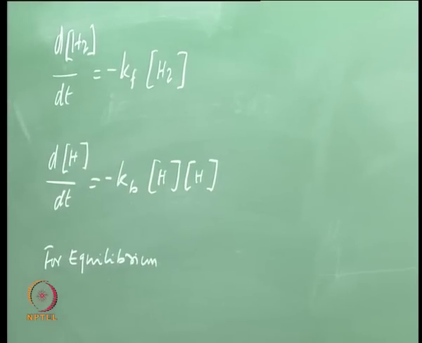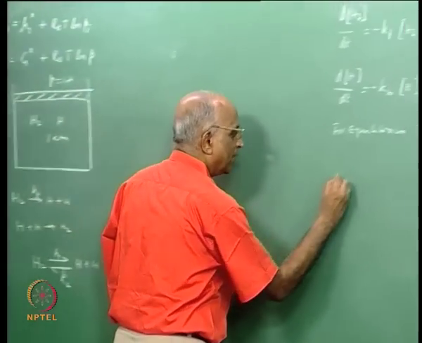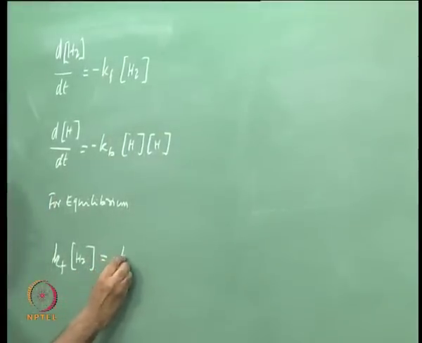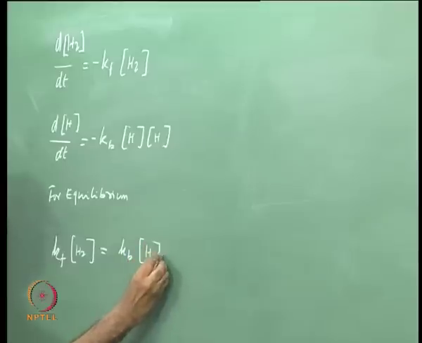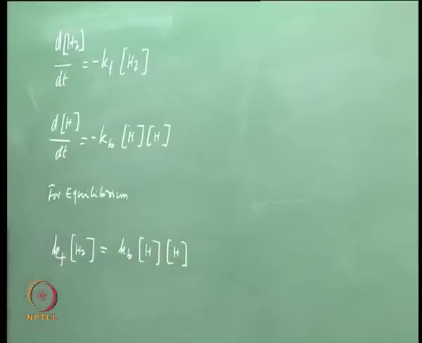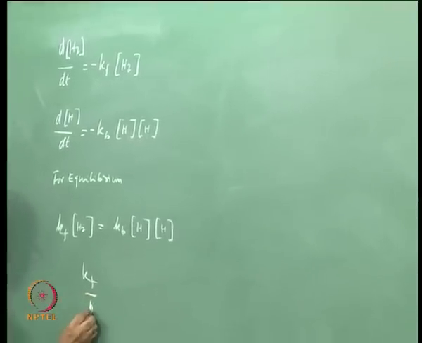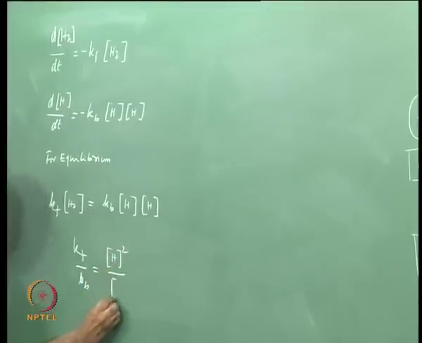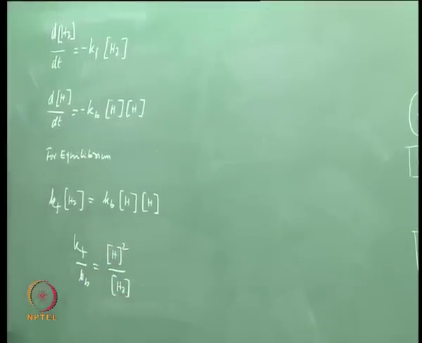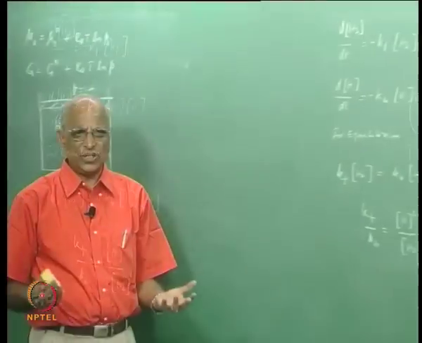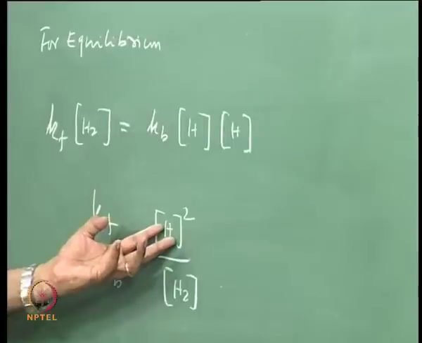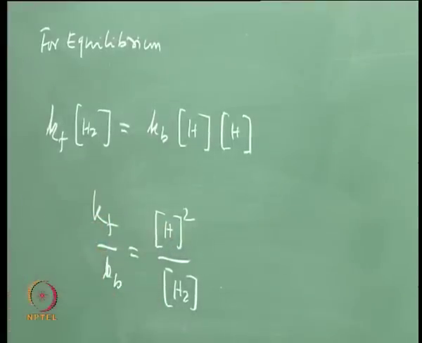the rates of these must be the same, and therefore I can write Kf of H2 is equal to Kb of H into H, or rather K forward divided by K backward is equal to H squared divided by H2. What are H and H2? They are the concentrations. The law of mass action says it must be the active concentration, but in any reaction we normally take it to be the total concentration of the substance.